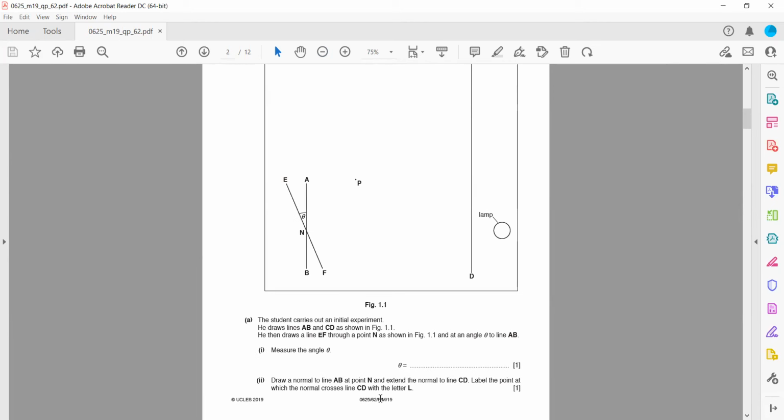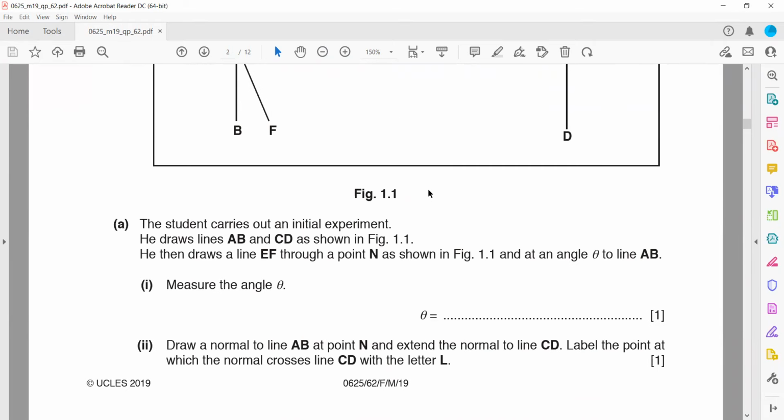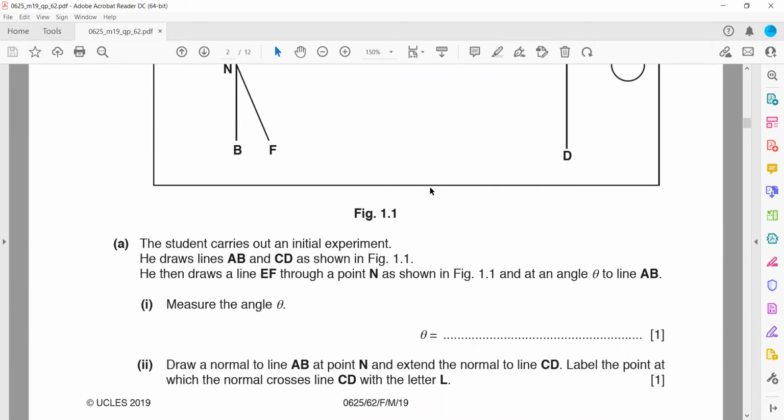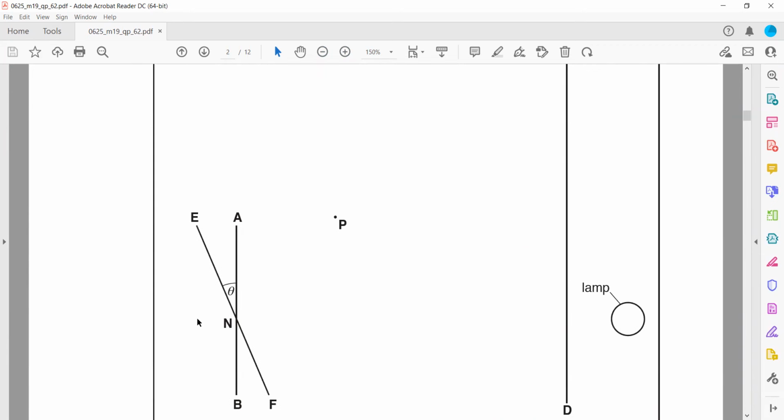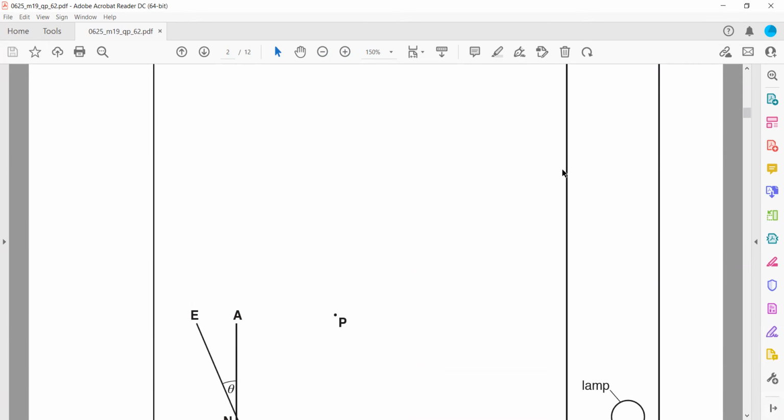For these types of questions, you just have to follow the instructions to get the answer. So first, the student carries out the initial experiment. He draws the line AB and the line CD as shown. So what the student did, he drew the line AB and the line CD as you can see on the figure.